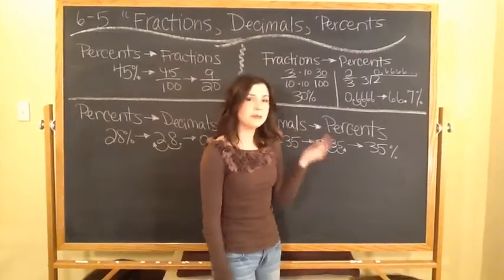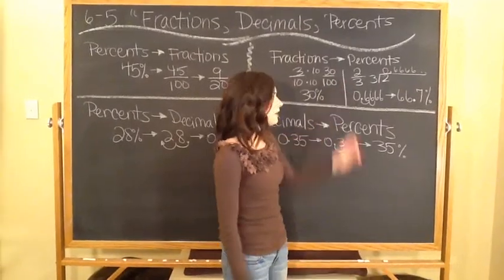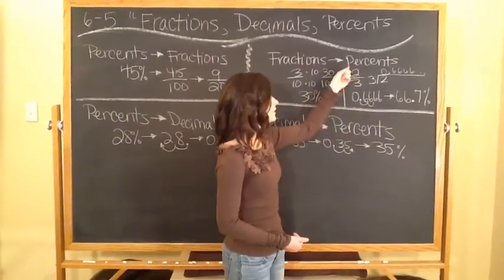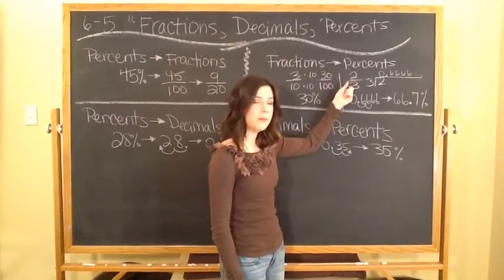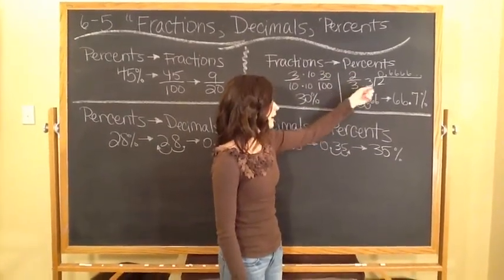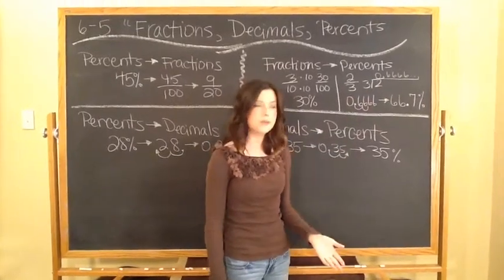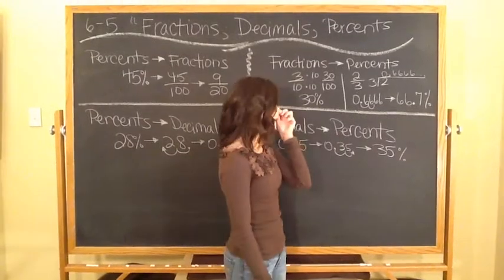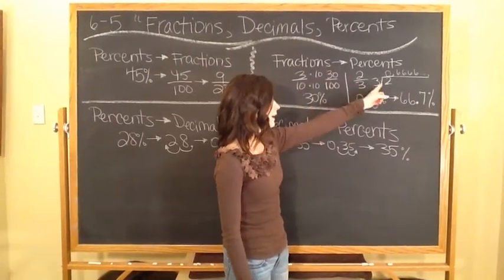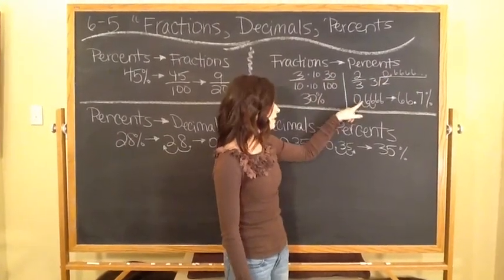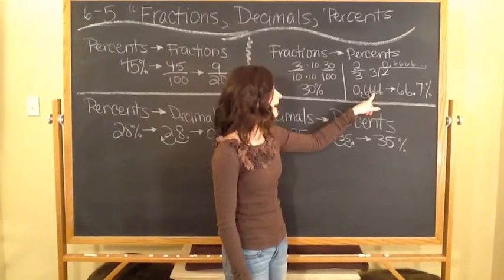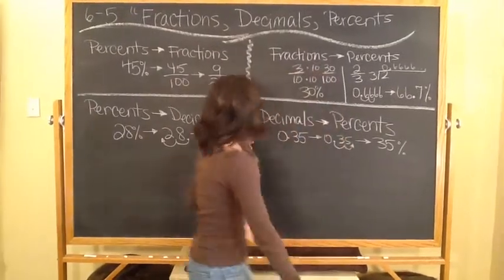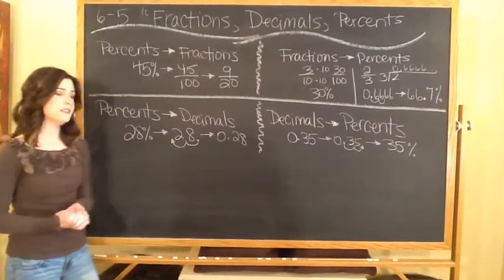But there are some times when the denominator cannot go into 100. So what do you do then? Basically you just divide the numerator by the denominator, so 2 divided by 3, and you get 0.6 repeating. Then you move your decimal 2 places to the right, and we rounded to 66.7%.